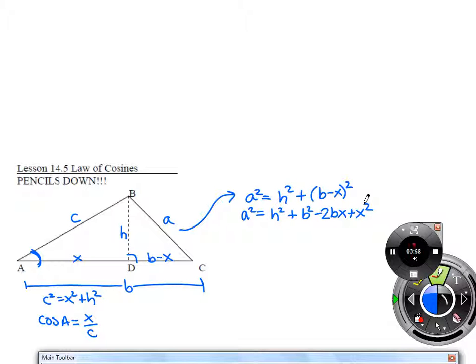Okay? So there's a couple of things I have over here that could help me. Okay? So for example, I could rewrite this in terms of h squared. In other words, if I got the h squared by itself, okay, the c squared is already on the other side, and then for the x squared to go to the other side, I would have to subtract it over. Okay?